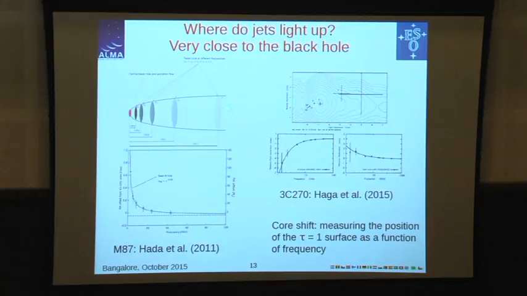So the technique here is the core shift, which we'll come back to. We're observing here in the radio, and what we're observing is the position of the tau equals 1 surface for synchrotron self-absorption. As you increase the frequency, that gets closer and closer to the apex of the jet. And where that asymptotes is essentially where the jet turns on, where you first start getting some emissivity to be self-absorbed. And indeed, what you see is this asymptotic profile, which for M87 ends up very close to where we think the black hole is. This is a nice example because it's got jets on both sides. If you measure the position of the apparent core, it essentially coincides on the two sides of the jet to very high accuracy. So what that means is the jet turns on extremely close to the black hole, within a few tens of Schwarzschild radii in the M87 case.